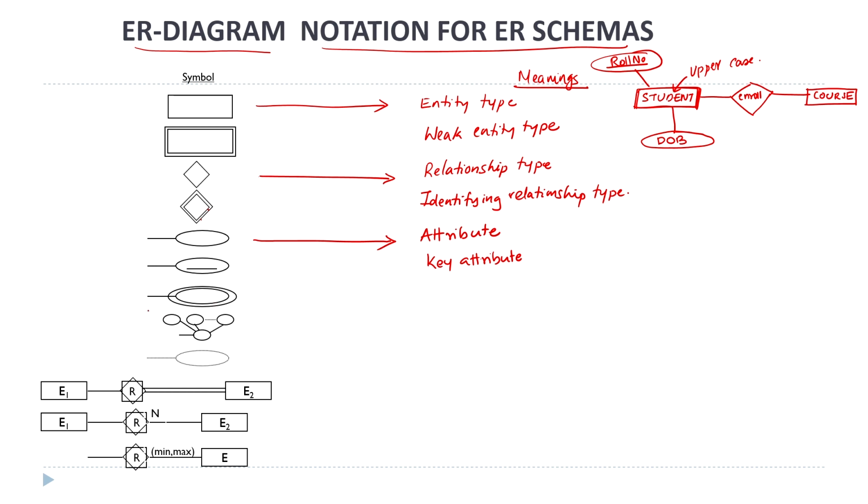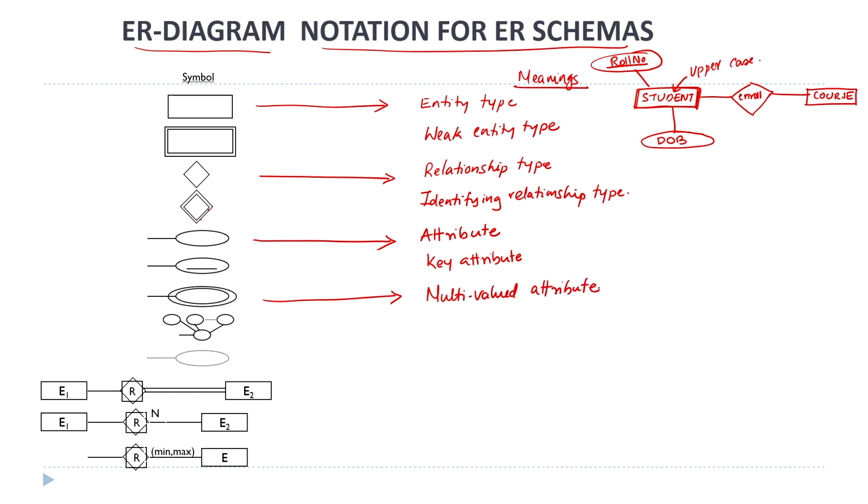Then the third one, where there is an attribute that has a double oval around it, we call that the multi-valued attribute. Multi-valued attribute.